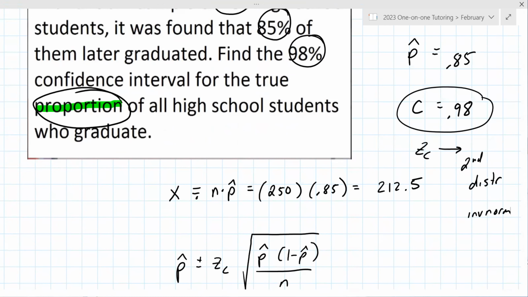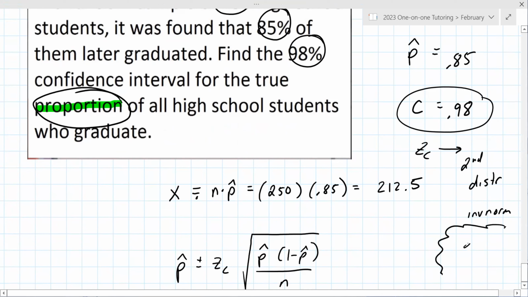It's the inv norm, right? Yeah, under second distribution, I believe. Okay. Now for that one, that was kind of off to the side. Your mu is 0, your sigma is 1, always for that. And then your area is that 0.98? Yes. Okay.